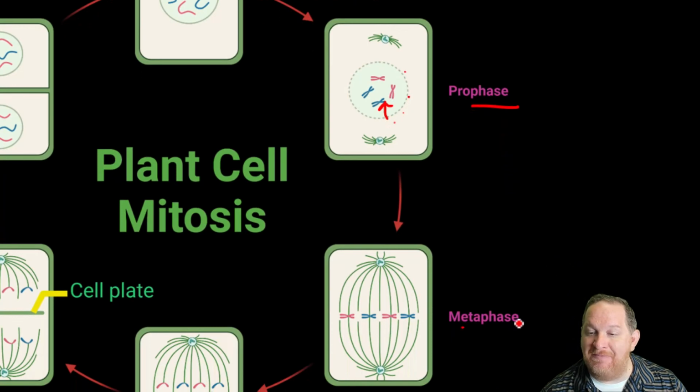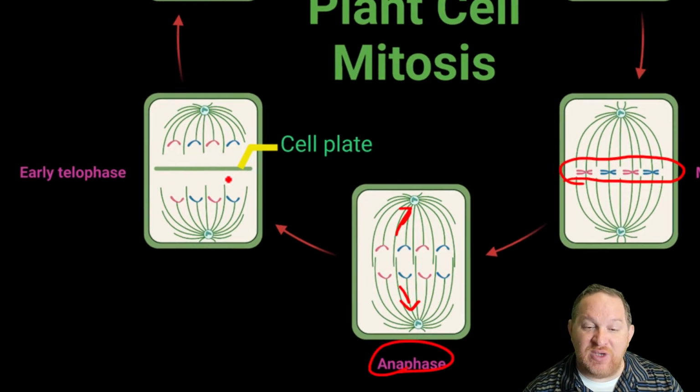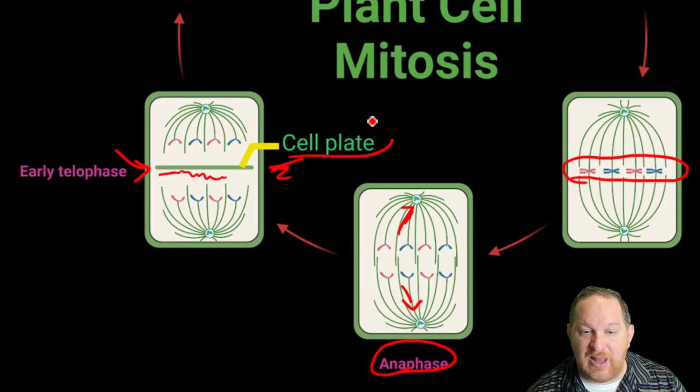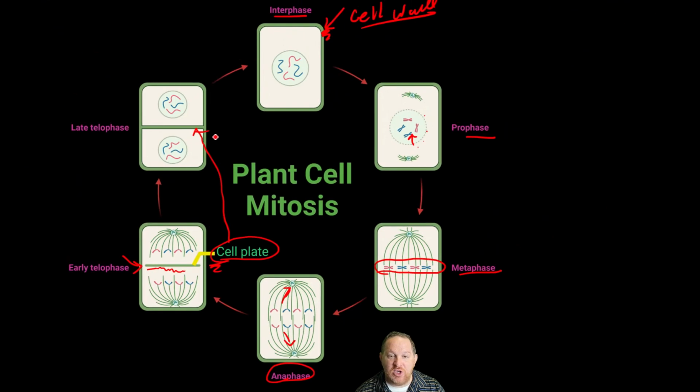Then we move to metaphase. Meta, the chromosomes have moved to the middle. Anaphase. Chromosomes separate, start moving to the poles. Everything so far looks pretty much the same as in animal cells. Here's the difference. For cytokinesis to happen, instead of a cleavage furrow like we saw in animal cells, we actually start to see the development of a cell plate. The cell plate will eventually turn into the cell wall.